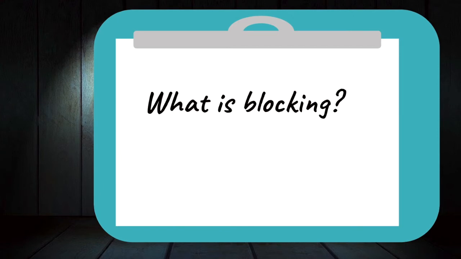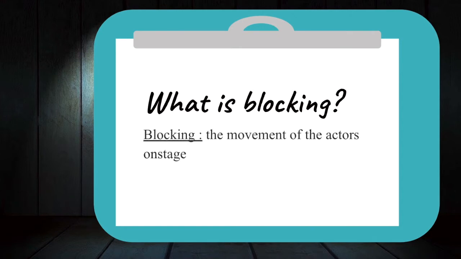So first we're going to talk about what is blocking, because this is a part of what I call the blocking unit. First of all, blocking is the movement of the actors on stage. You are given blocking, or you have to come up with blocking on your own as a performer whenever you're doing a scene or a play, etc. But it's basically your movement on stage.